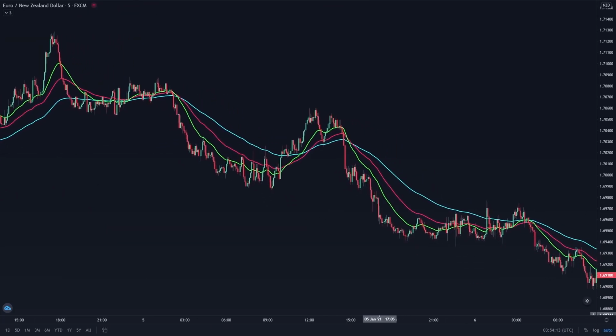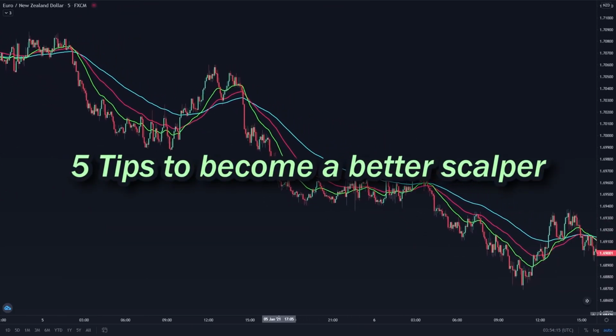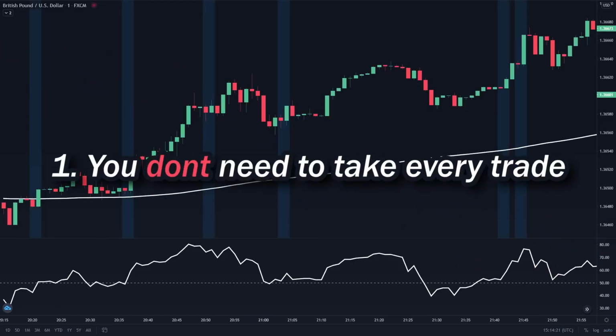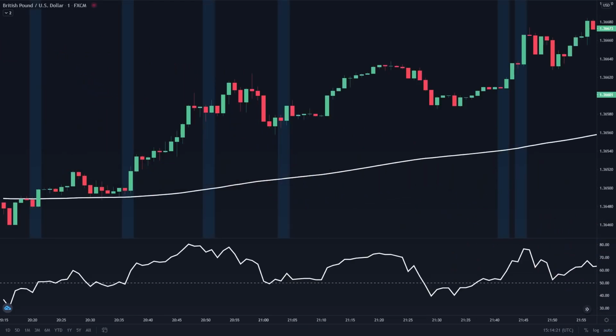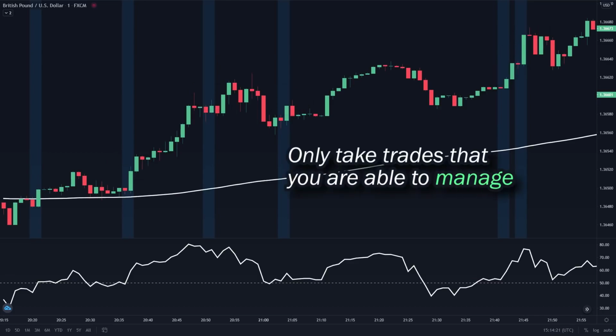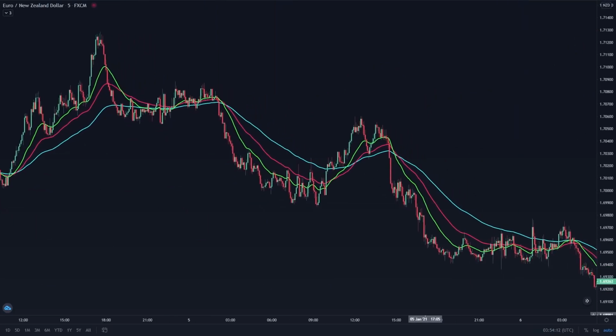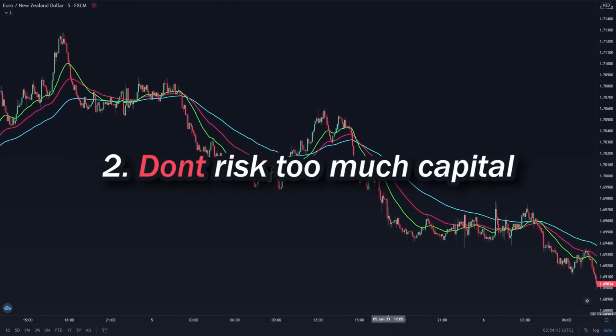Now, I'm going to give you 5 quick tips to make you a better scalper. The first tip is that you don't need to take every trade. When you're scalping, you will find situations where you would receive multiple entry signals. If this happens, you don't need to take all of them. Only take trades that you are able to manage, because it's very hard to handle multiple trades at once, especially when you're scalping.